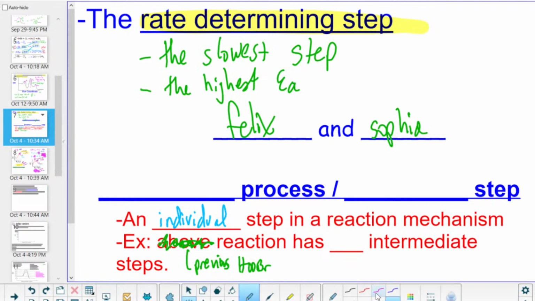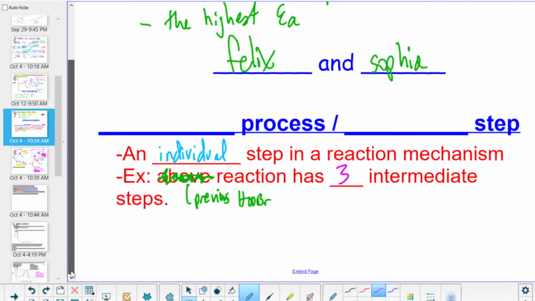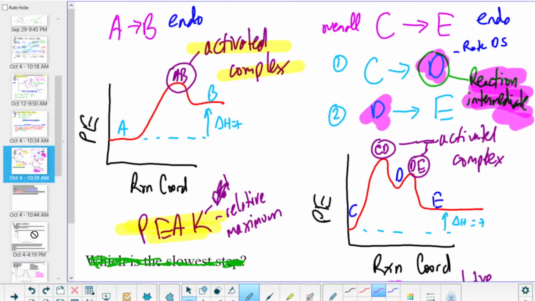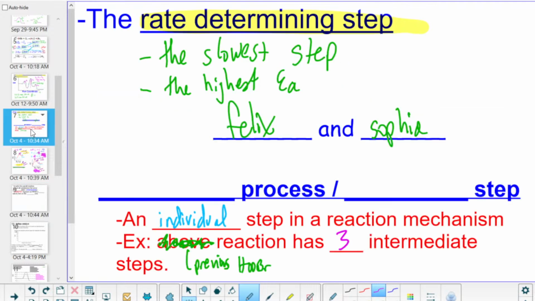Yeah. Wait, can we take a picture now? How many steps did that reaction have? 3. Okay, so what is that? Previous Hoover, right? Yeah, because it said the above reaction. I'm like, we're now 3 pages in. You probably have forgotten that we were talking about this reaction. Oops, where was I? There.